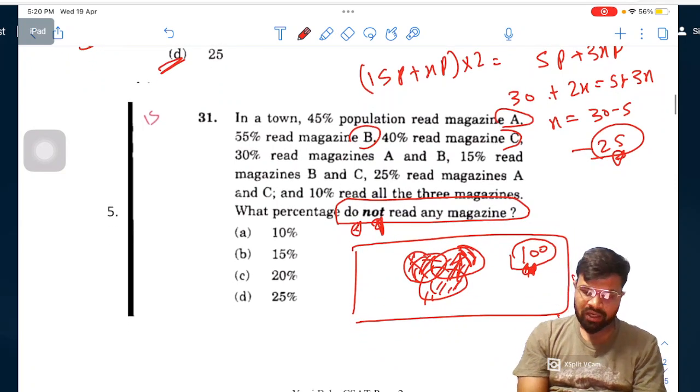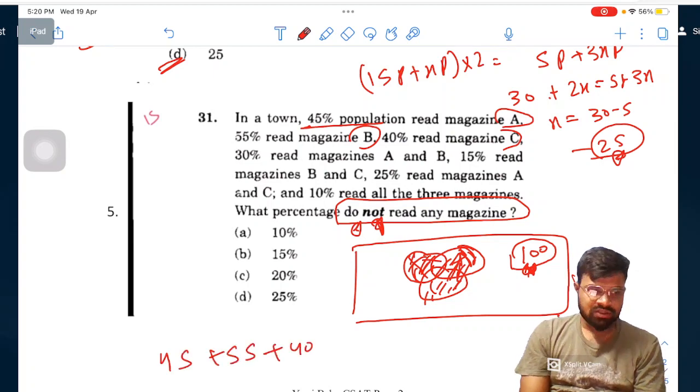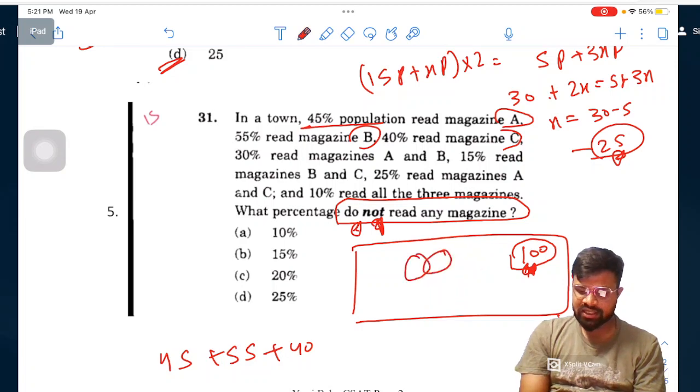So if the total number is 100, then the readers of magazine A are 45, of B 55, and of C 40. These should be added directly. Then we will subtract the intersections, because see this intersection area. Suppose this is the intersection area between A and B, so this is counted twice. It was counted in A as well as in B, so we will subtract it. So minus 30, minus 15, and minus 25.